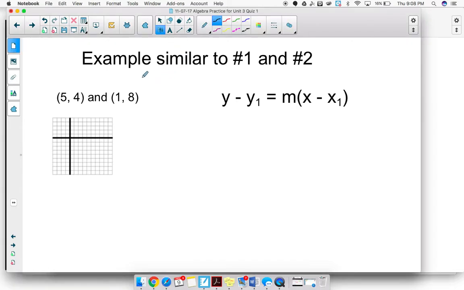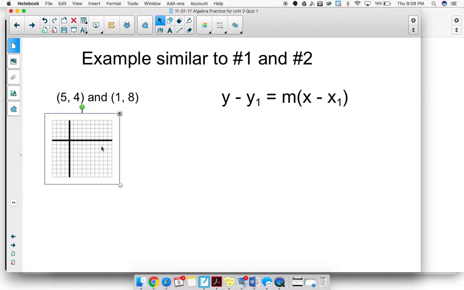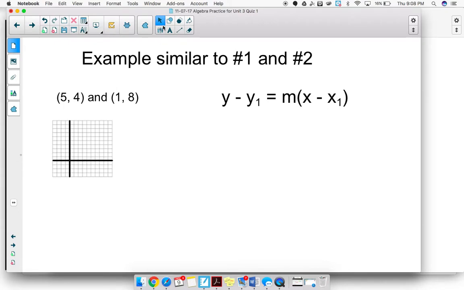All right, so on this one, I like to make a quick sketch of what this is going to look like. So you don't have to make the sketch on your correction sheet, but just for our conversation purposes, I want to go ahead and make this sketch. So if we go 5, 4, we have a point here, and then 1, 8 would be right here. All right, and if we make a quick sketch of a line going through those points, we know we're going to have a fairly large y-intercept.